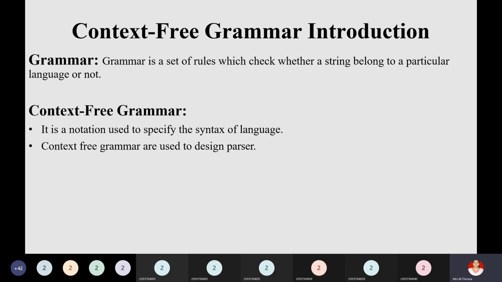First, we have to know what grammar is. We know that grammar is a set of rules which are used to check whether the given string belongs to a particular language or not. Yes. So then, what is context-free grammar? Context-free grammar is a notation which is used to specify the syntax of the language. For any given language, there will be a syntax. In order to represent that syntax, I will have a grammar which is called context-free grammar, which is mainly used in the design of the parser.